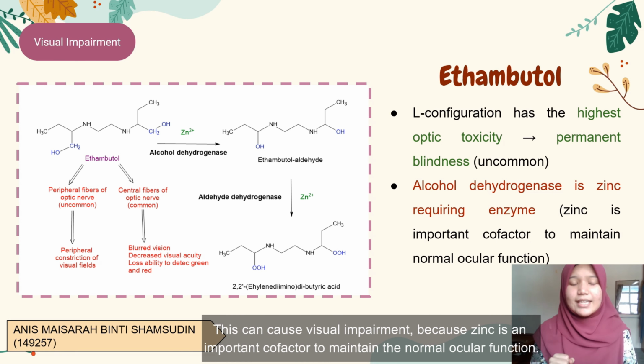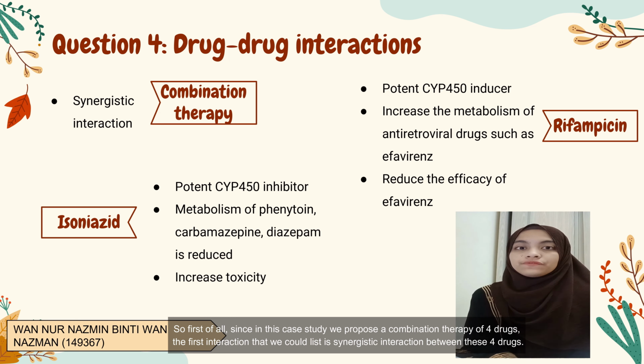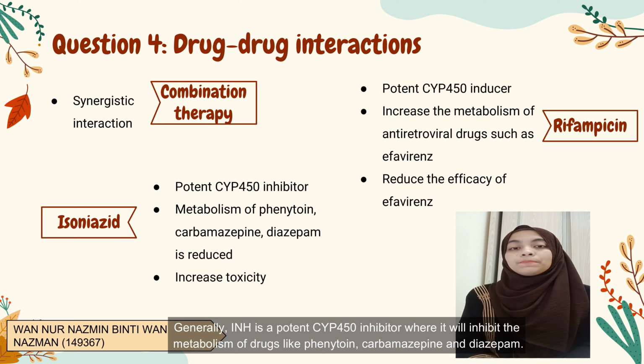Next is question 4, asking about drug-drug interactions. First of all, since in this case study we propose a combination therapy of 4 drugs, the first interaction that we could list is synergistic interaction between these 4 drugs. Therefore, it will maximize the effectiveness of the treatment. Second interaction is between isoniazid and other drugs. Generally, isoniazid is a potent cytochrome P450 inhibitor where it will inhibit the metabolism of drugs like phenytoin, carbamazepine, and diazepam. Therefore, it will raise the plasma concentration of these drugs, which leads to toxicity.